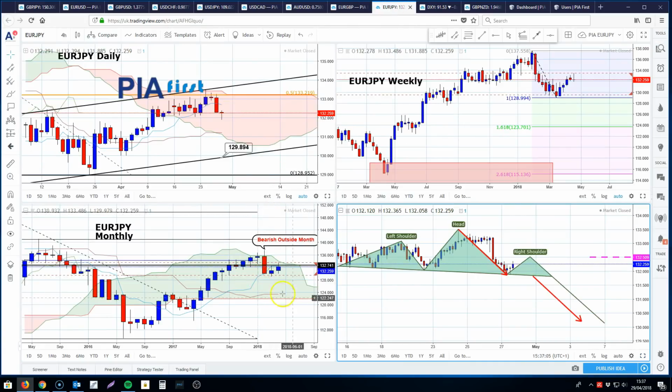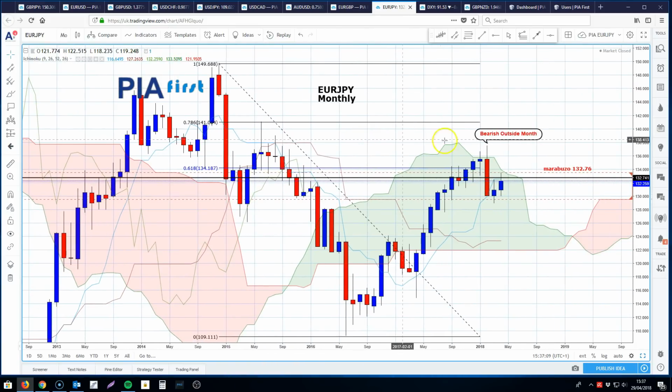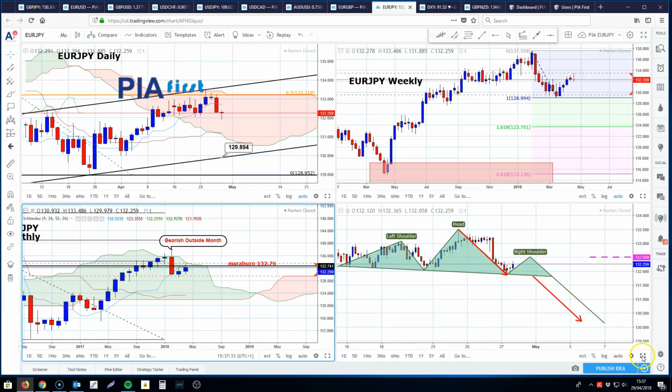Euro yen, still one of my favourite pairs, if you like, to concentrate on. Bearish outside month. The Marubozu level was located at 132.76, which is the midpoint from the open and the close, and it acts as resistance. We actually made a high of 133.48, so we did spike through that level, but as long as we close the month below that Marubozu level, then that Marubozu level is regarded to still be intact.